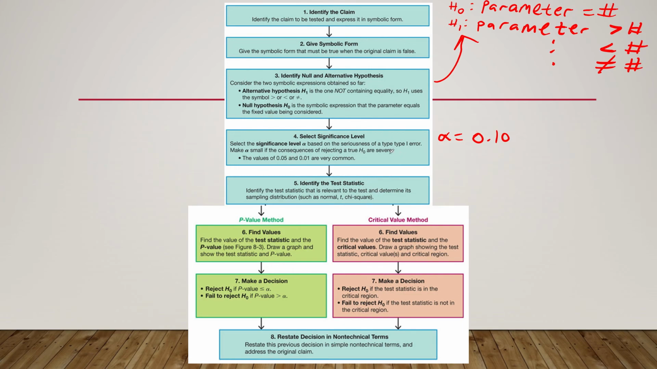We would identify the test statistic for the test and determine its sampling distribution, so normal, t, and chi-squared for proportion, mean, and standard deviation or variance. The p-value method is the traditional method. This is the way that SAS will use to compute. We would find the value of the test statistic and the p-value, and then draw a graph and show the test statistic and p-value. Based on the p-value, we would make a decision. If it's less than or equal to alpha, we reject the null hypothesis. If it is greater than alpha, we fail to reject the null hypothesis.